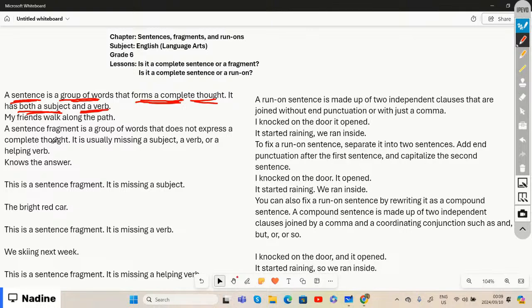If we were to identify the subject within the sentence, the subject is the person or thing that is doing the action, and we can say it is friends, or we can say my friends is the subject. And the action that is being done within the sentence, we can say it is walk, or we can say walk along the path. That is the action that is being done within that sentence.